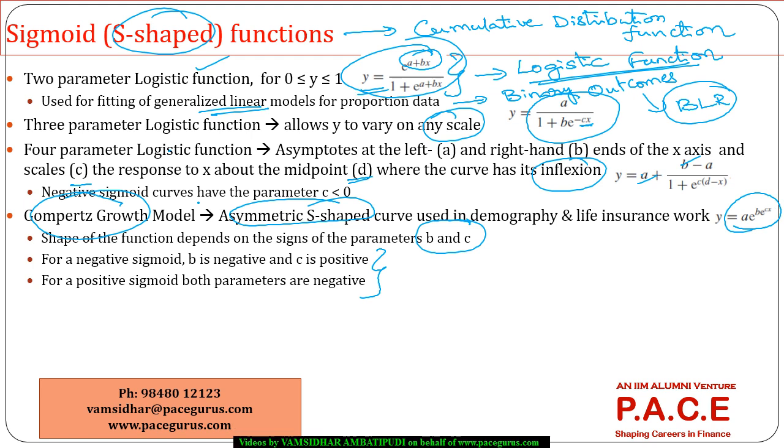You will get different shaped curves, and depending on the business logic, depending on how the output is growing, you can very well choose the parameter values of b and c, and based on that you can do the modeling of the data. So this is one more kind of model you may want to fit to your data, right? The Gompertz growth model, heavily used in life insurance and demography related calculations. Understanding of these kinds of models is very important for us.